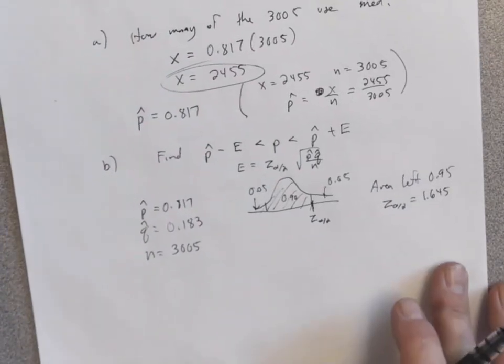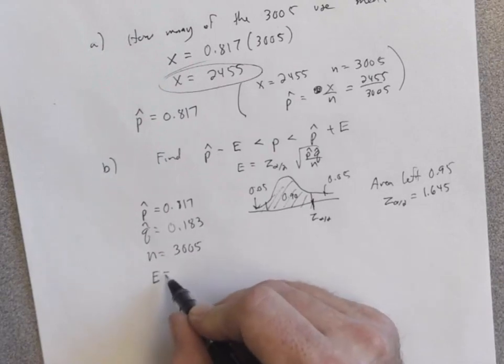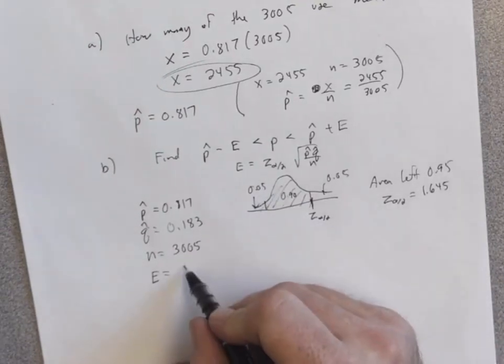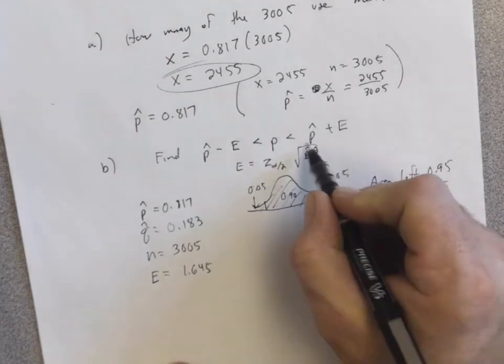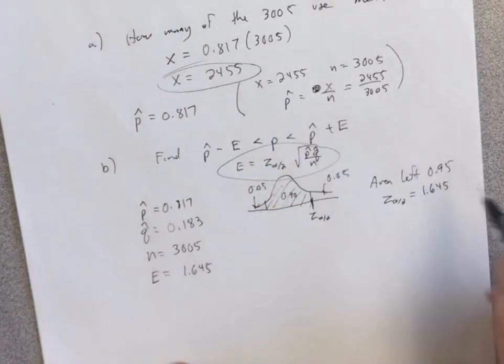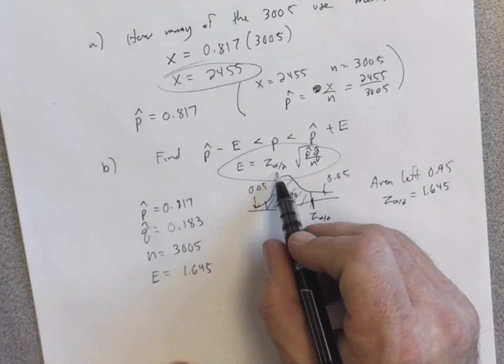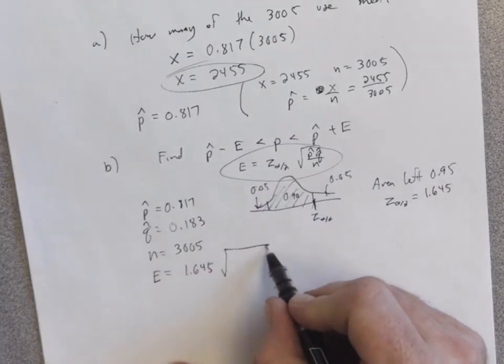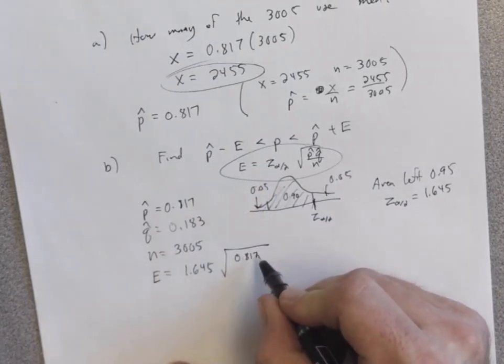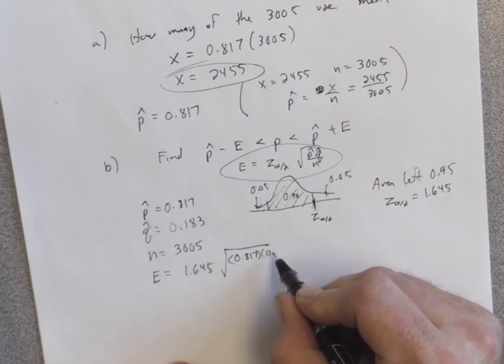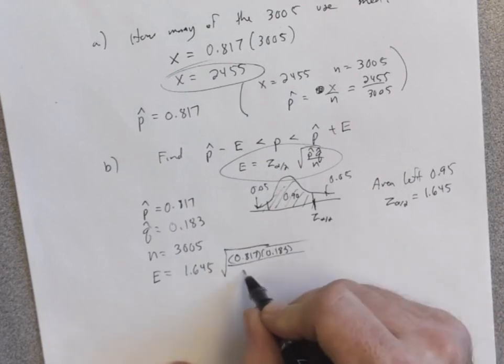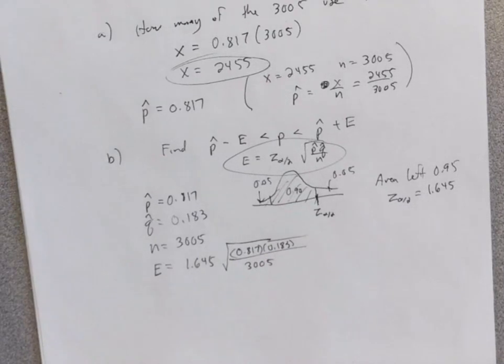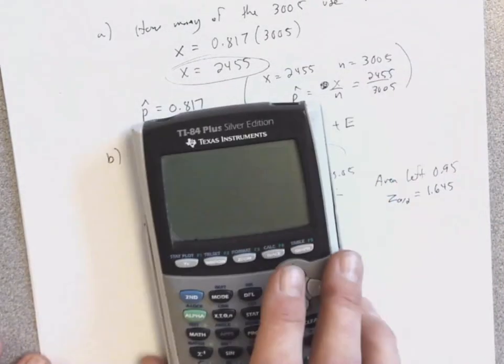So let's put it all together. Let's find E first. E is going to be equal to the Z alpha over 2, so 1.645. I'm using this formula right here to find E. So 1.645, because that's that Z alpha over 2, times the square root of p hat, which is 0.817, times q hat, which is 0.183, all divided by n, which is 3005. What's really nice about this is all this is multiplication, so you don't have to have any extra parentheses everywhere. So I'm just going to plug it in right as it sits.